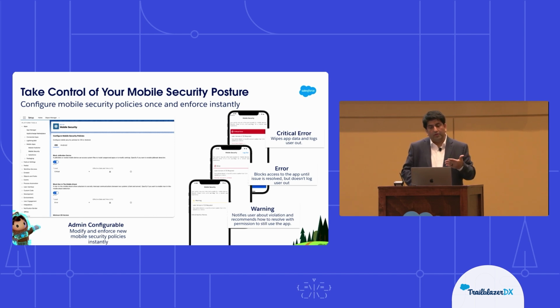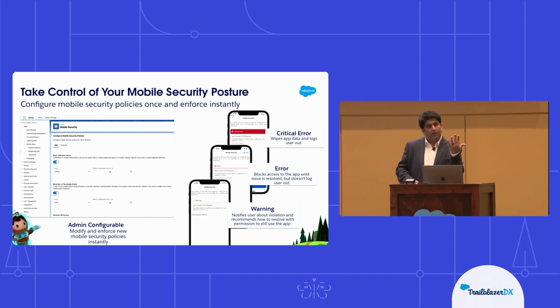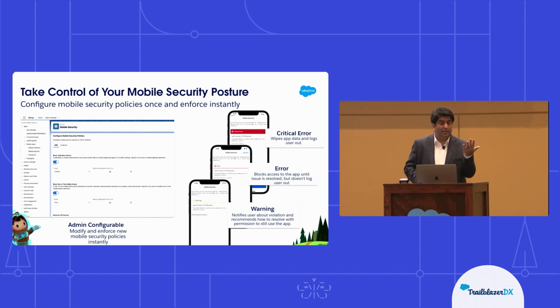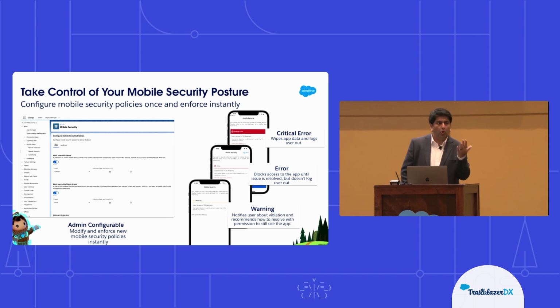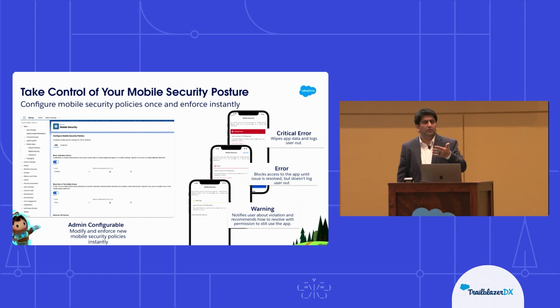Next is error. When you classify something as an error, effectively the access to the app is blocked until that is resolved. This could be something like you maybe have not updated your OS for a while, so now you've bumped up the priority of that error from warning to an error. That's another scenario in which you can block the user to take action, force them to take action.